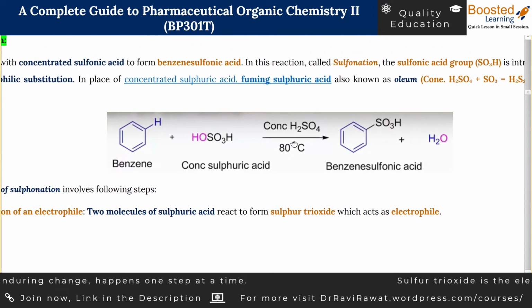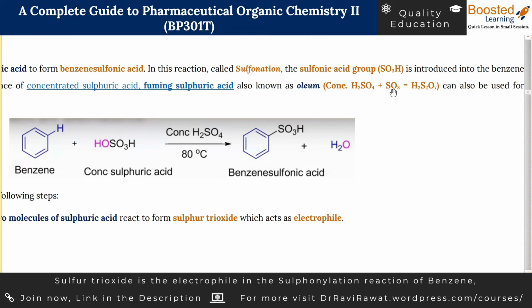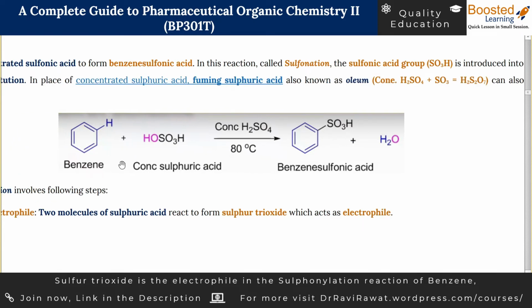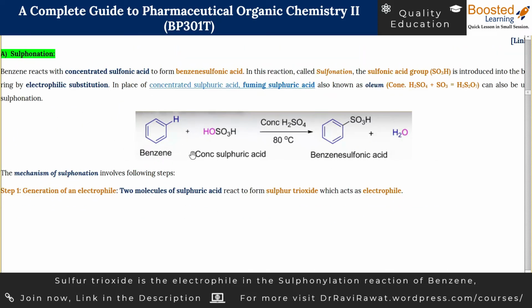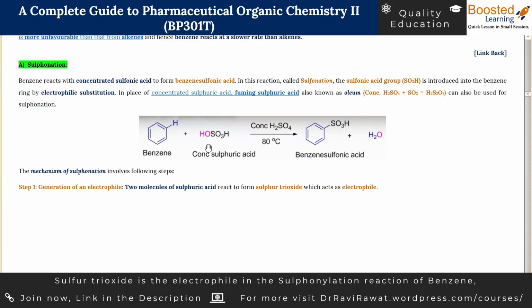So the main thing here is going to be your generation of electrophile. So in the end, your electrophile is SO3. So either you are using oleum, then SO3 is always available. Otherwise, if you are using concentrated sulfuric acid, then SO3 has to be generated from the molecules of concentrated sulfuric acid. We will see this in the coming moments. So this was your model reaction. I hope you were able to understand this reaction, what sulfonation is.